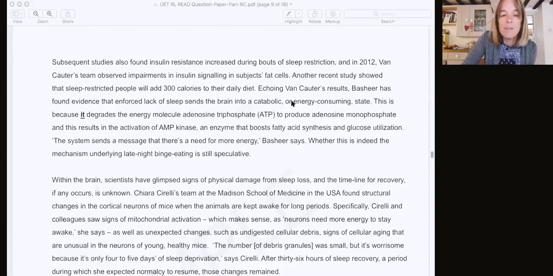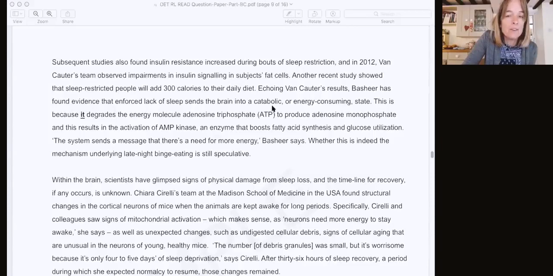Okay, so it as a pronoun often refers back to information in the previous sentence. Okay. And it refers to either an uncountable singular noun or an uncountable noun. And in this case, let's read the sentence before. Echoing Van Korter's results, Bashir has found evidence that enforced lack of sleep sends the brain into a catabolic or energy-consuming state. This is because it degrades the energy molecule, etc., etc. Okay, so it refers back to enforced lack of sleep. Okay, so yes, all you have to do is go back and read the sentence before.